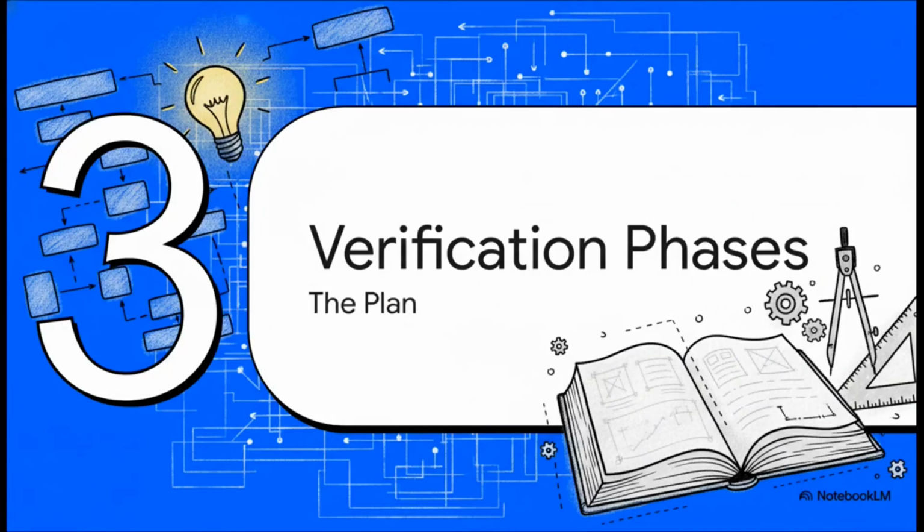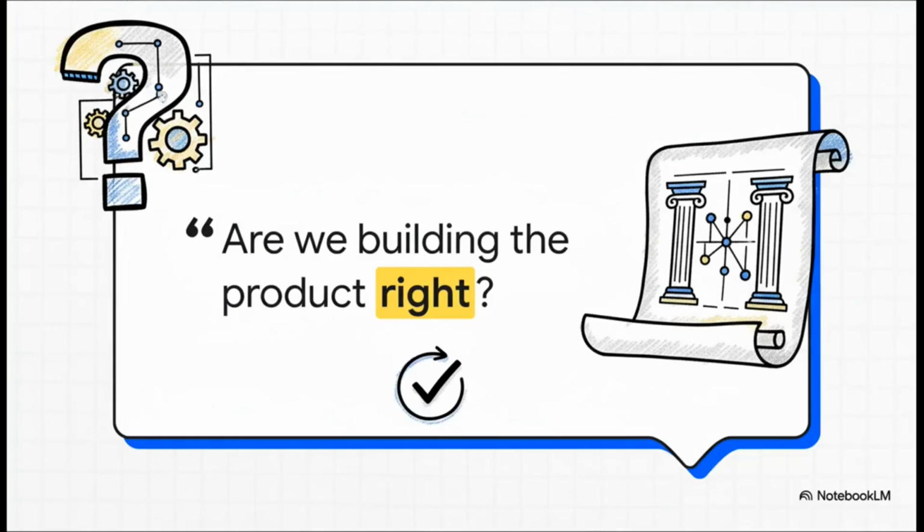So let's zoom in on that a bit. We'll start with the left side of the V, the verification phases. This is all about the plan, about making sure your blueprint is perfect before a single line of code gets written. The fundamental question driving this whole side of the V is this: are we building the product right? It's a process check. Are our designs logical? Do our plans actually make sense? It's all about correctness before you even start building.